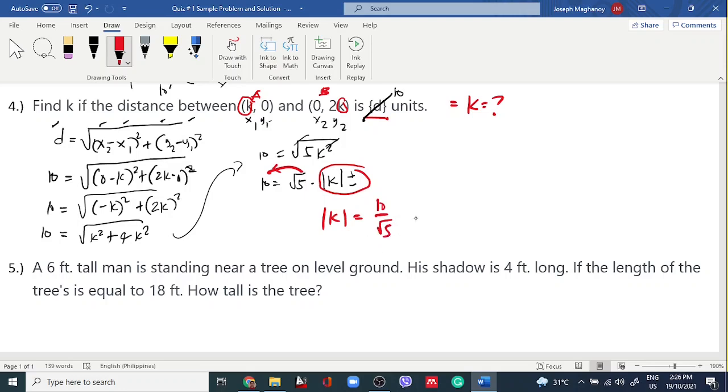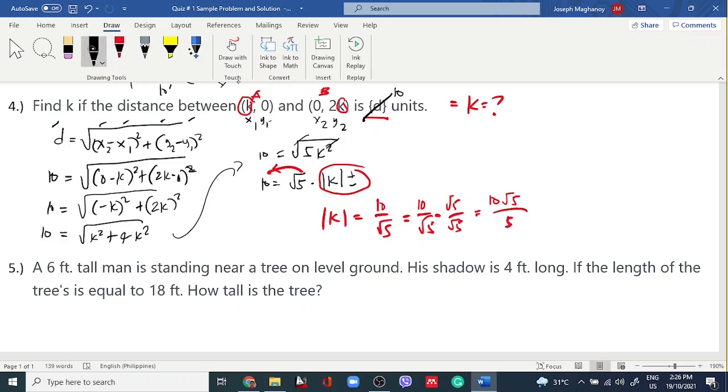So, can this be the answer already? You need to simplify further, right? In our algebra, for a fraction, we need to reduce it. So in order to reduce, we need to multiply the fraction by its denominator. So what will happen is 10 square root of 5 times square root of 5 over square root of 5. So it becomes 10 square root of 5 over, if you multiply square root of 5 by square root of 5, you eliminate the radical. The remaining is the value 5.